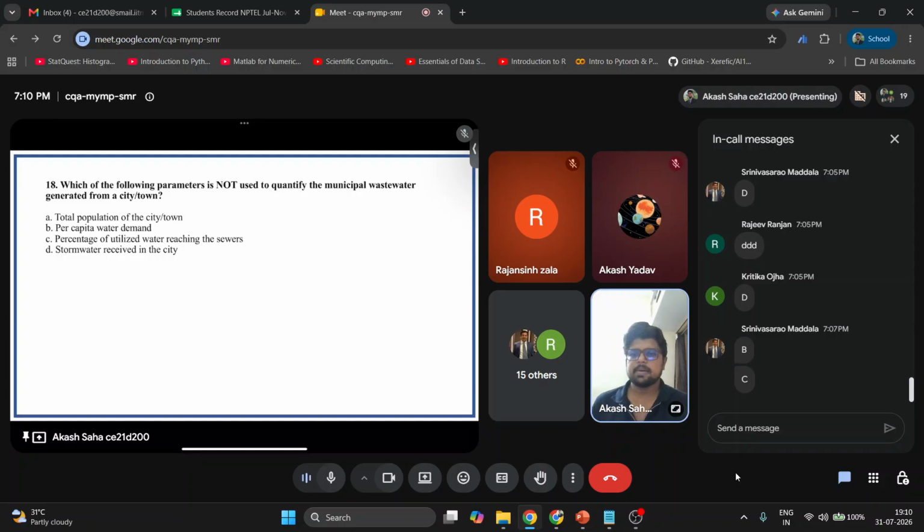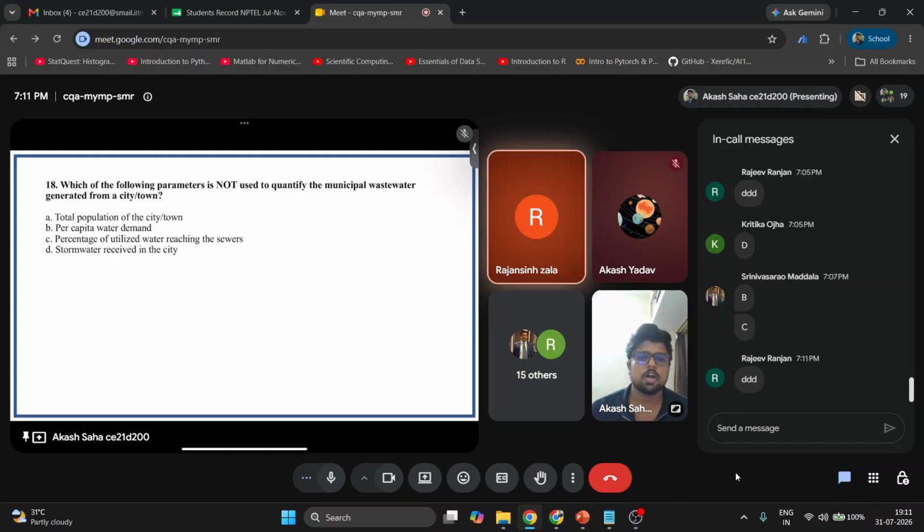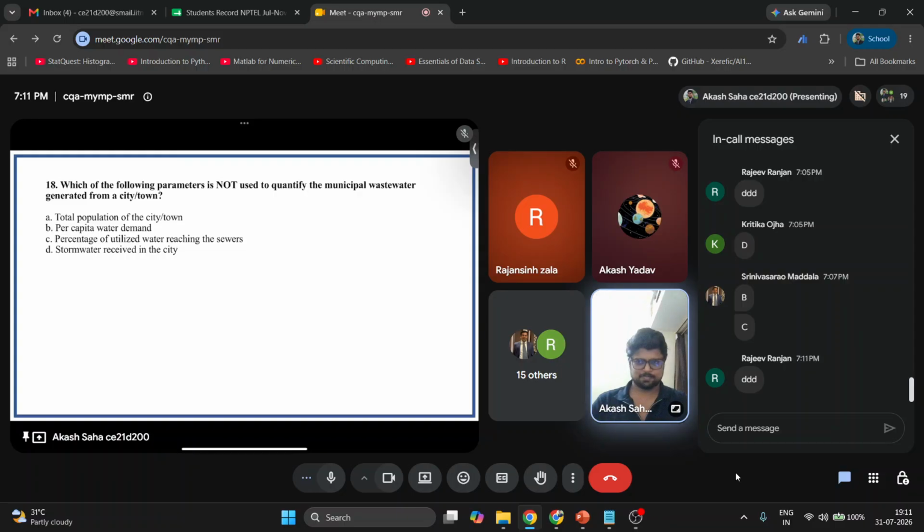Which of the following parameter is not used to quantify the municipal wastewater generated from a city or town? Total population of the city or town, per capita water demand, percentage of utilized water reaching the sewers, or storm water received in the city. Stormwater is not used. This is very direct. There is nothing to discuss in this. So option D is the right answer here.